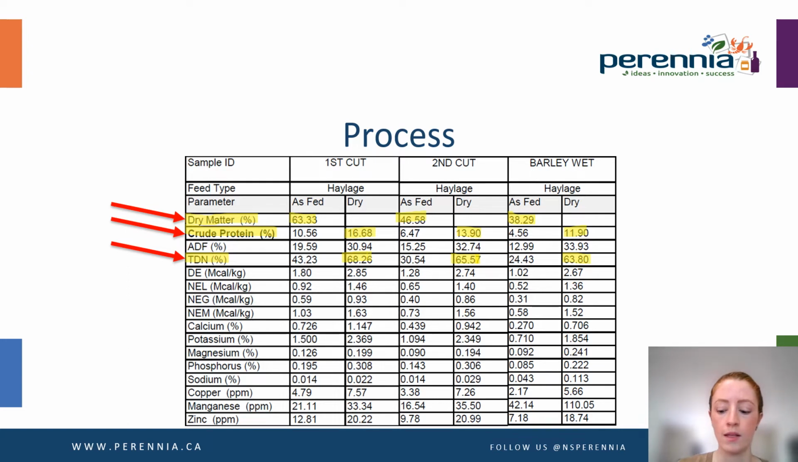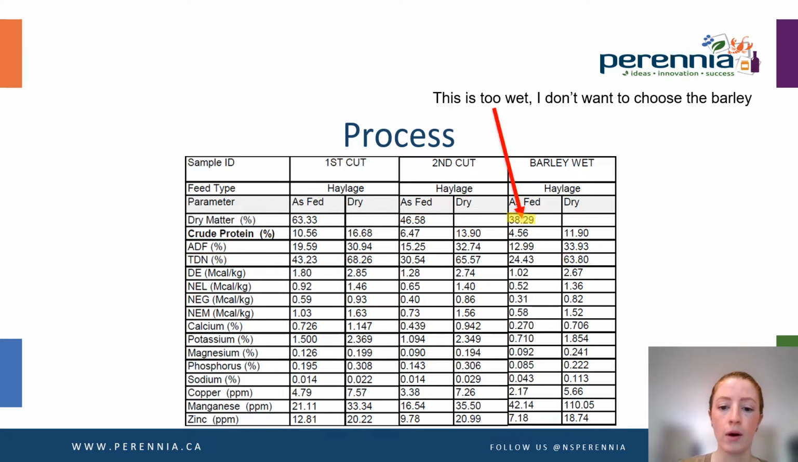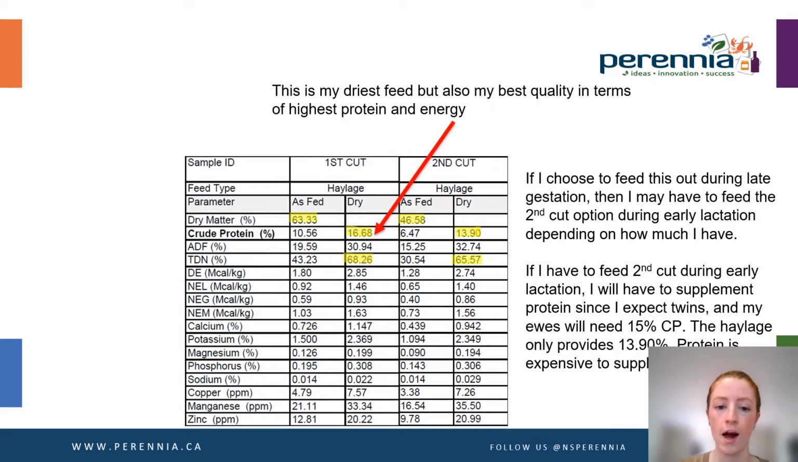So I'm going to pretend that these are the 3 feed options that I have. I tested them. These are actually feed samples that have come from producers' fields this past year in Nova Scotia. So I'm looking at those 3 main things that I mentioned previously: dry matter content, crude protein, and TDN to simplify my selection process. Right off the bat, I can see that barley, it's really wet. I'm not going to choose this because my ewes are probably going to have a hard time eating enough to maintain their nutritional requirements. So I'm going to scratch that off straight away.